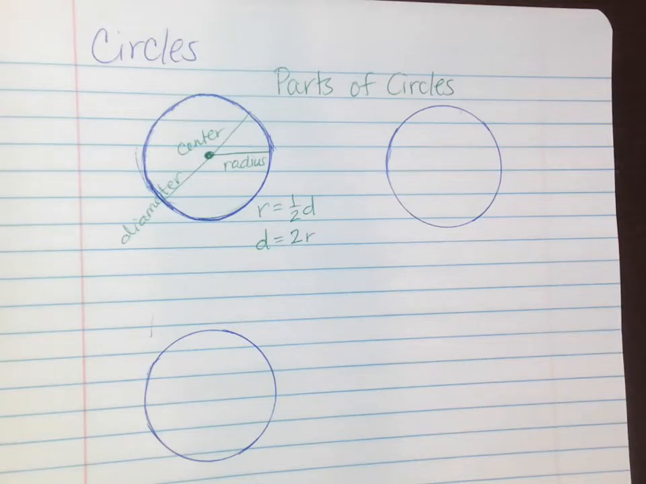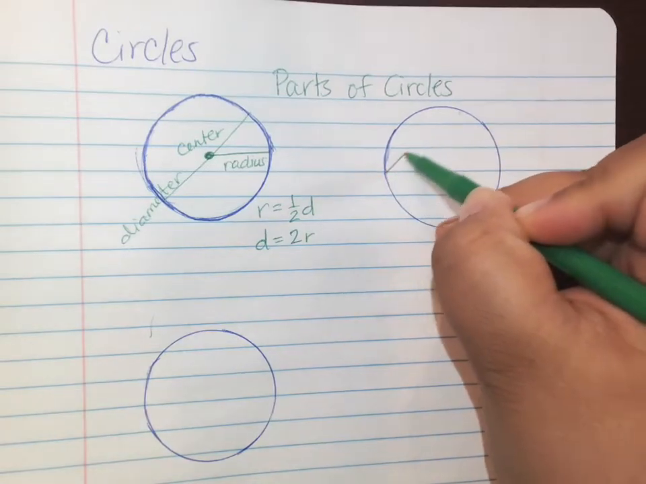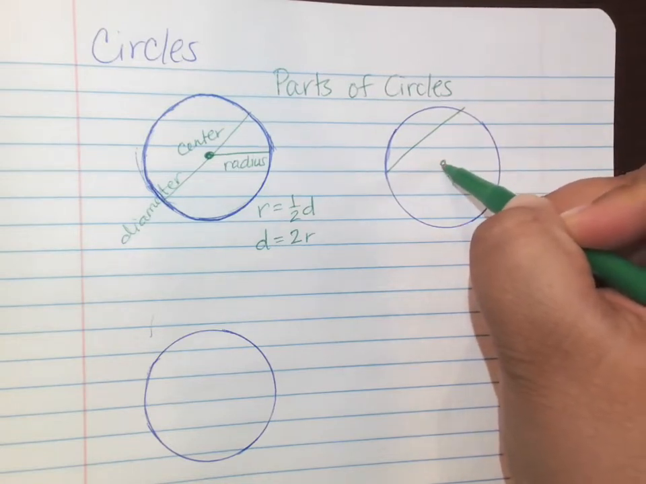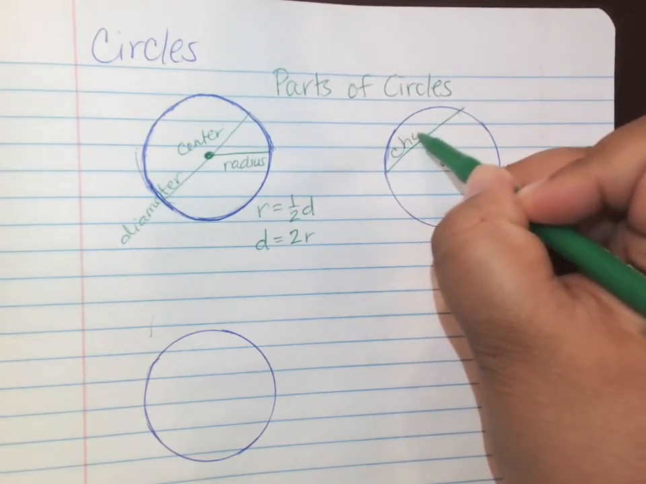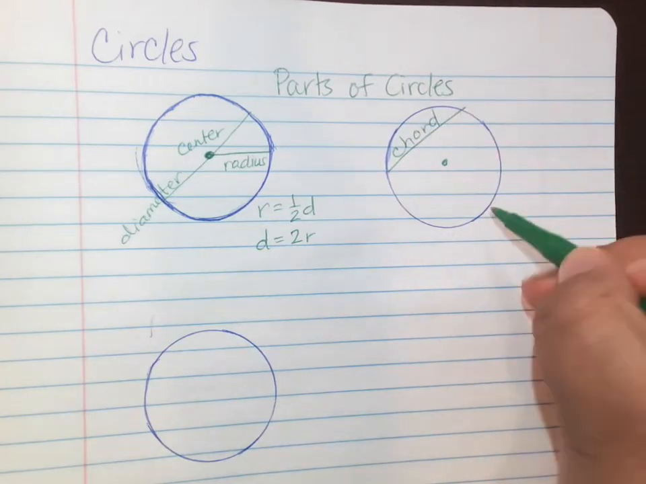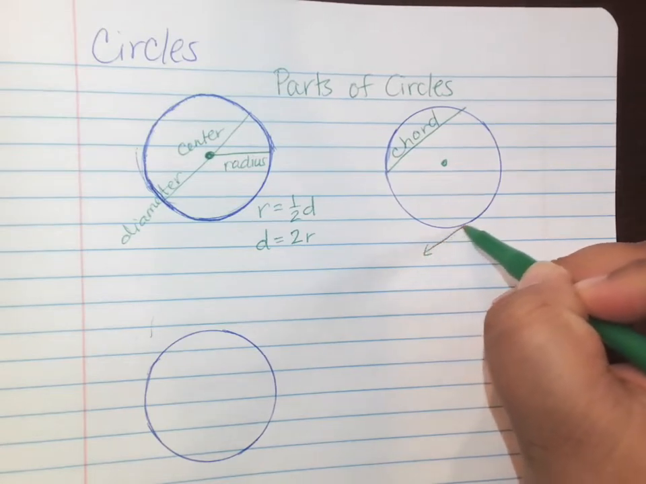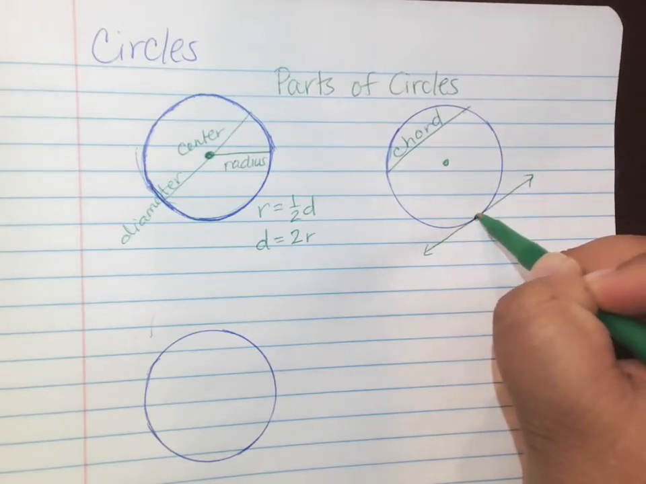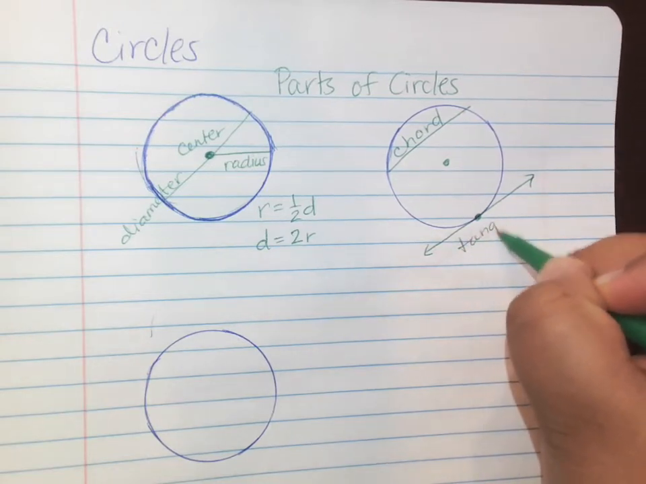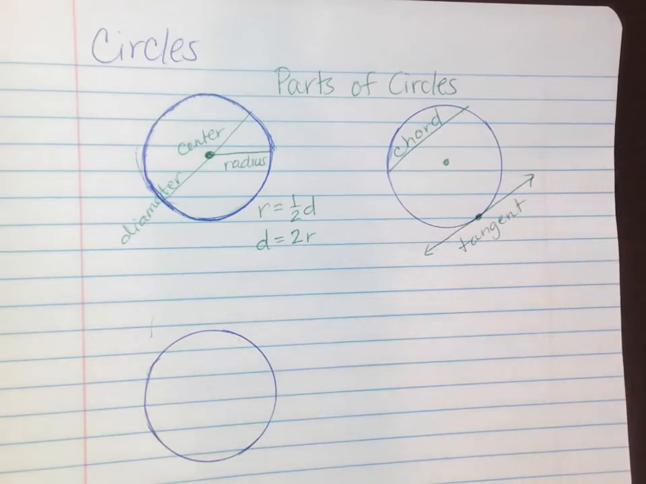We also have something called a chord, where it goes from one edge to the other, but it doesn't necessarily go through the center. So this is a chord. And then we have a tangent line, which means it only crosses through one point on the edge of a circle. But that's a tangent line. So those are some of the parts. We are also going to talk about arcs.